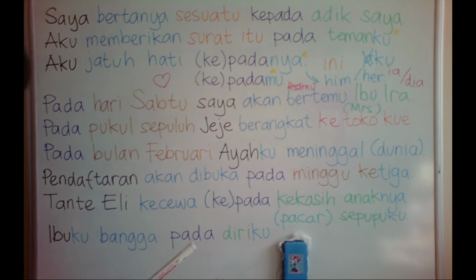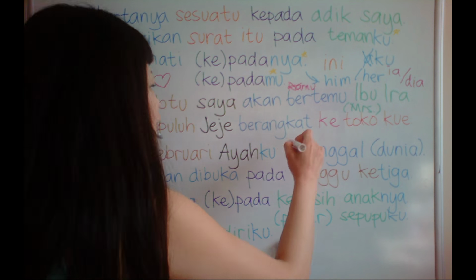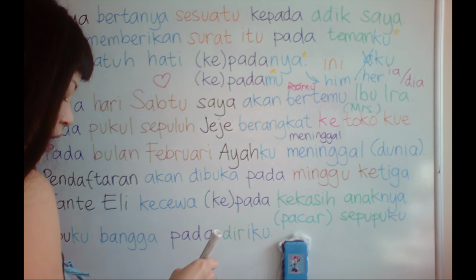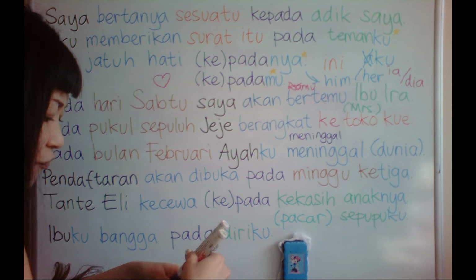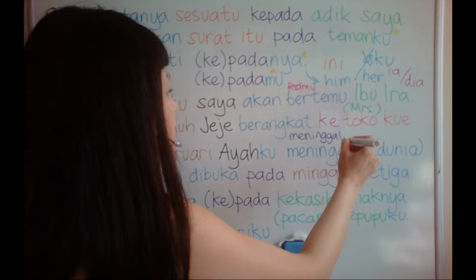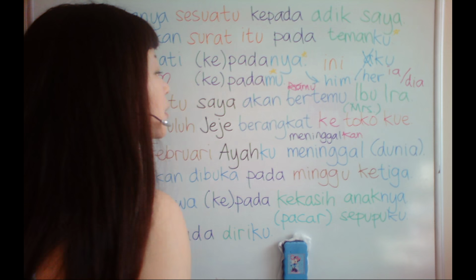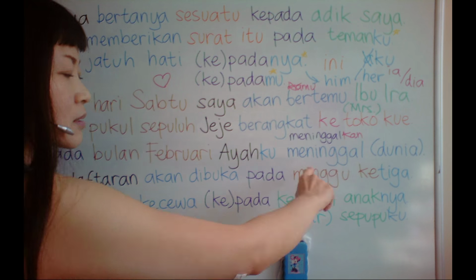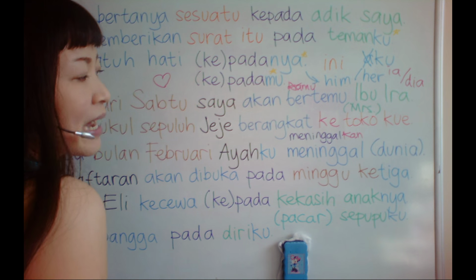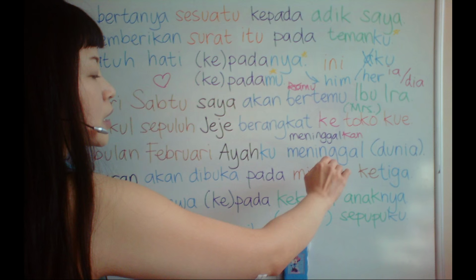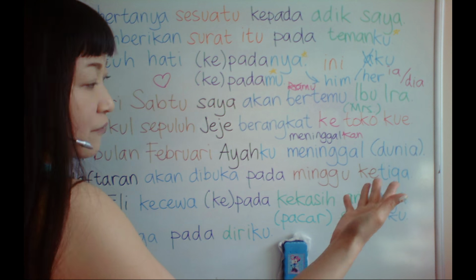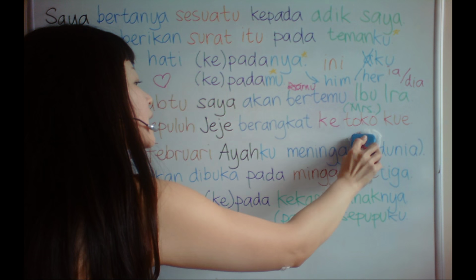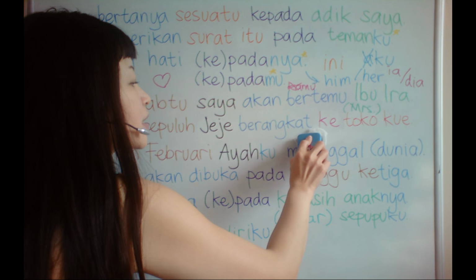I will just write it here. We have meninggalkan. Meninggal with the suffix kan. Meninggalkan, it means leaving. But in this word we put meninggal, we don't put the kan. Meninggalkan itself, it means leaving. Meninggalkan Jakarta, it means leaving Jakarta.